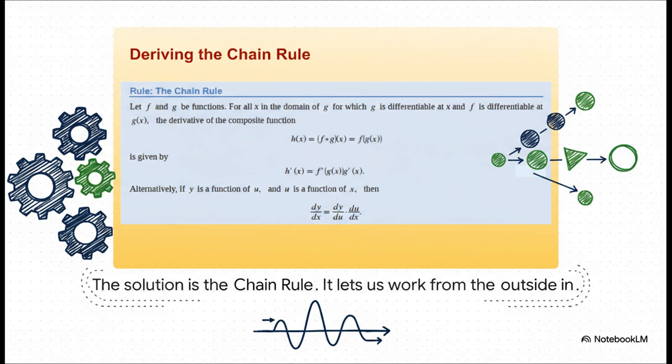And this is the solution. The chain rule. It is so elegant. It basically tells us, work from the outside in. First, you take the derivative of the outermost function, the biggest Russian doll, and you leave everything on the inside alone. Then, you multiply that result by the derivative of the next layer in. It's a chain reaction, linking the derivatives of each layer together one by one.